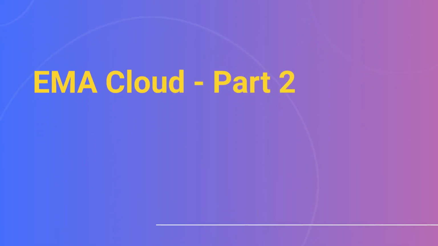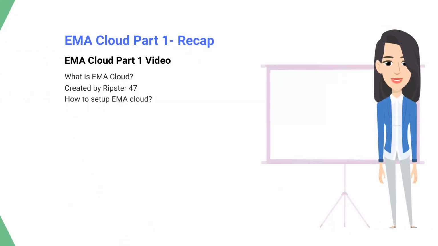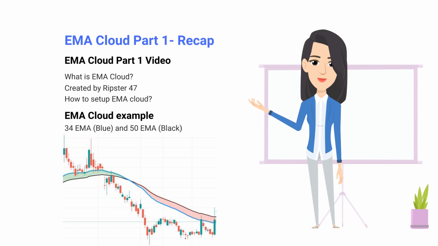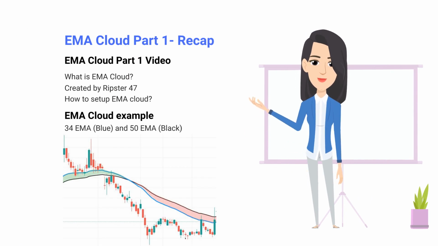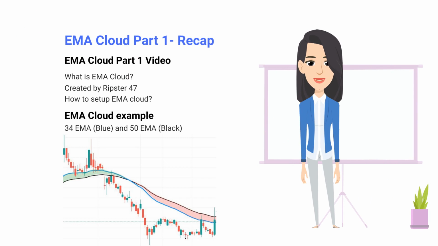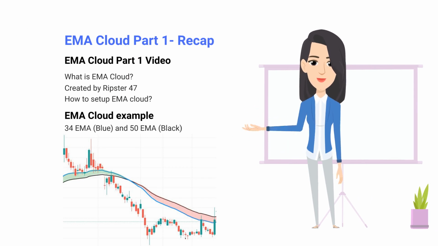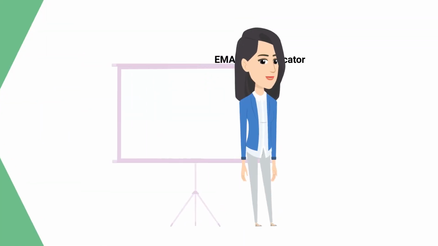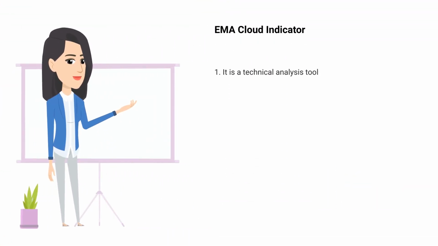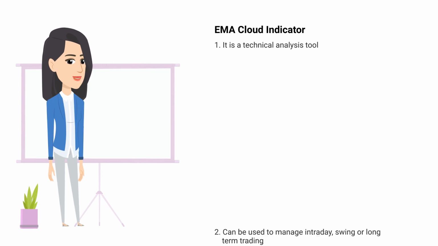In this part 2 of the EMA Clouds series, we will be going over how to use EMA Clouds to manage your trades. If you missed part 1 of this video, please check it out. As a refresher, EMA Clouds pairs two sets of EMAs, forming a cloud-looking image on your chart. The color of the cloud changes when the two EMAs crossover, creating a clear visualization that signals the potential trend change.